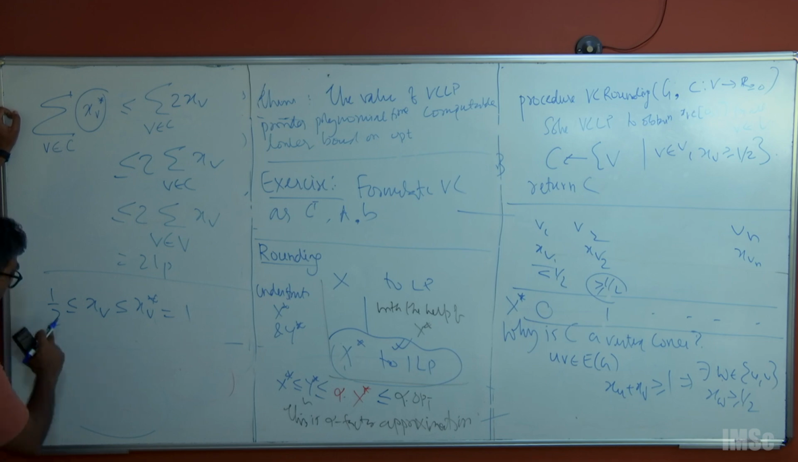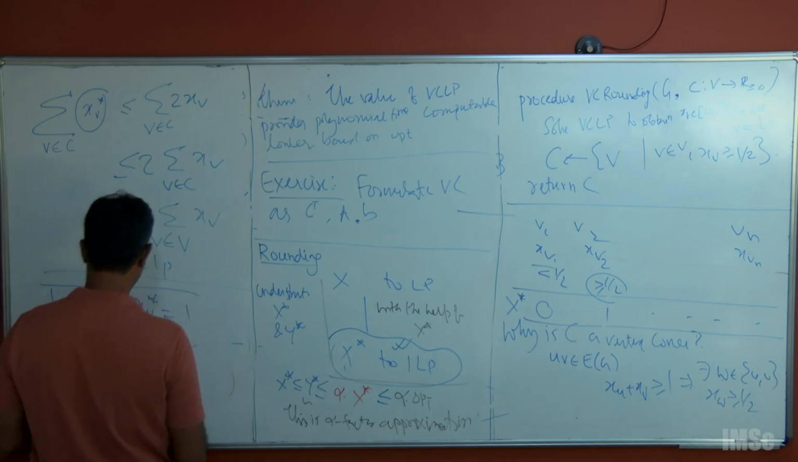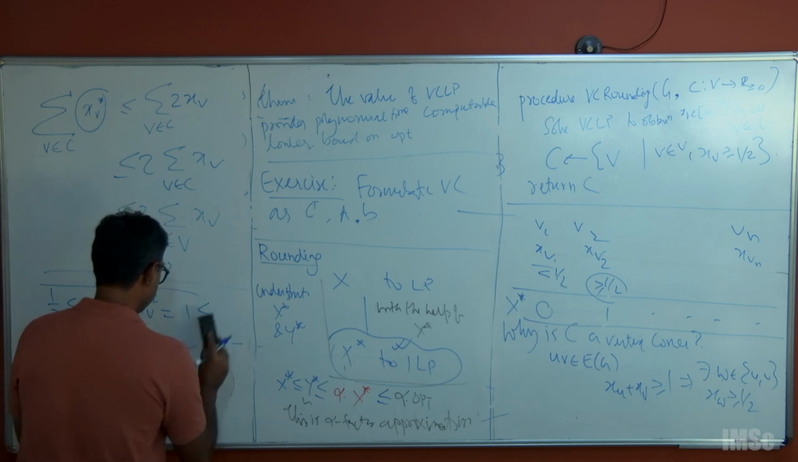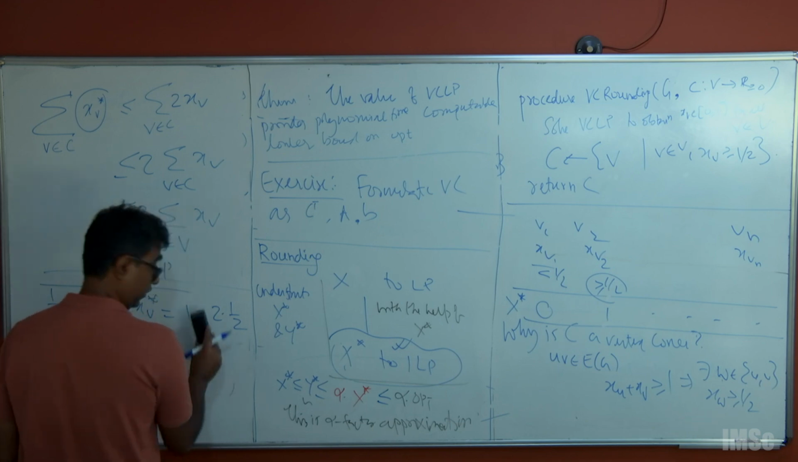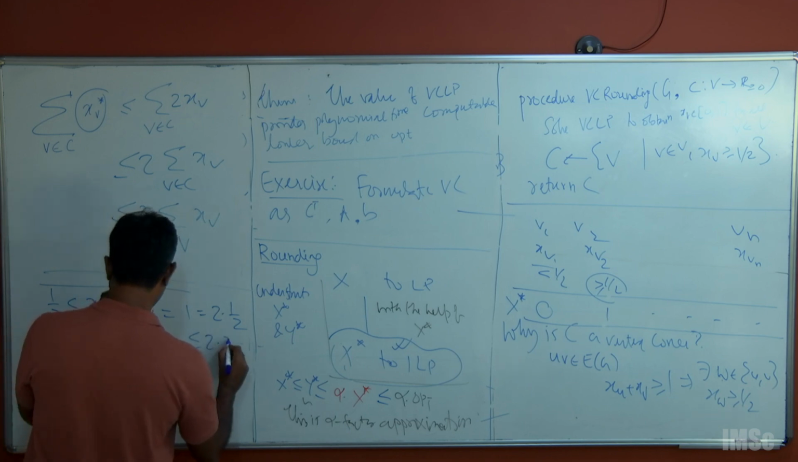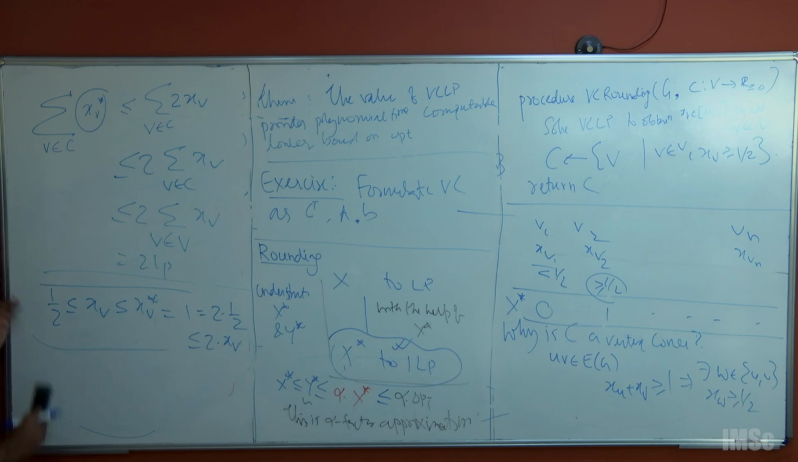So what does this imply? Because of this relationship, this is what we have, and this is equal to 1. What does this imply? This is less than or equal to 1, which I can write as 2 times half, and that is less than or equal to 2 times xv, because half is less than or equal to xv. That is it. This is much easier than it is written here. So that is what is called a rounding procedure.